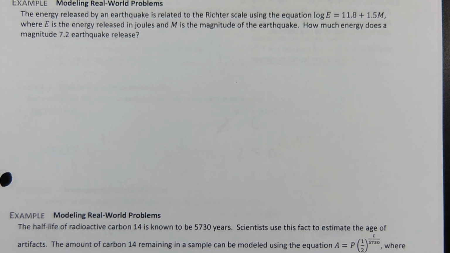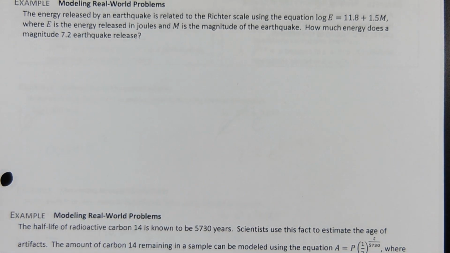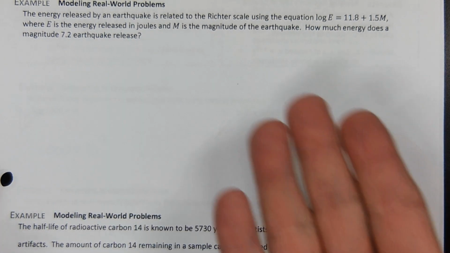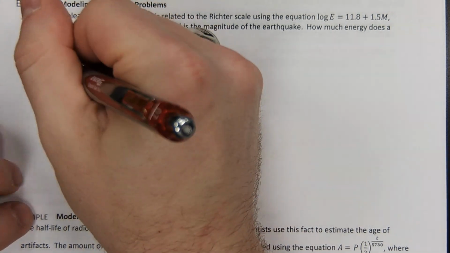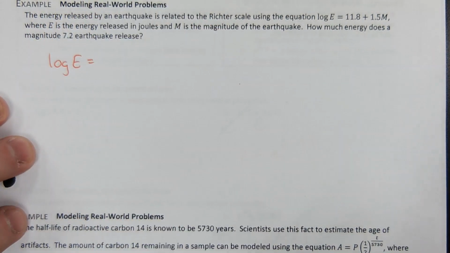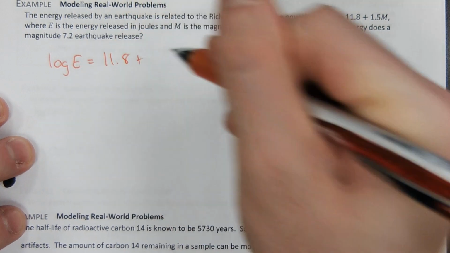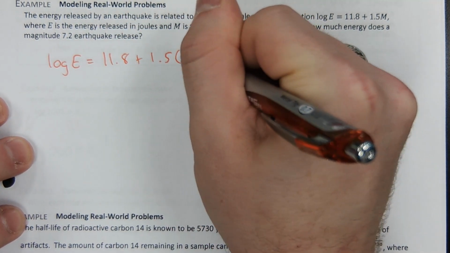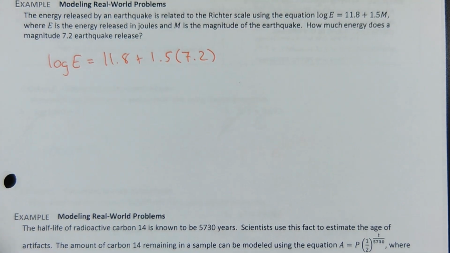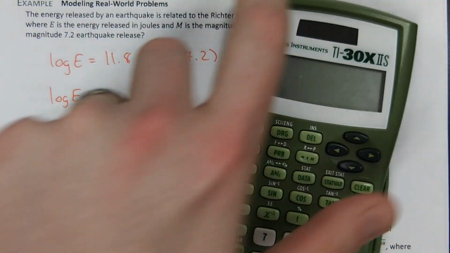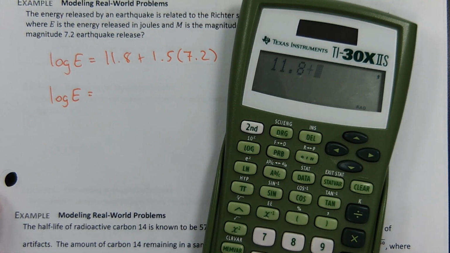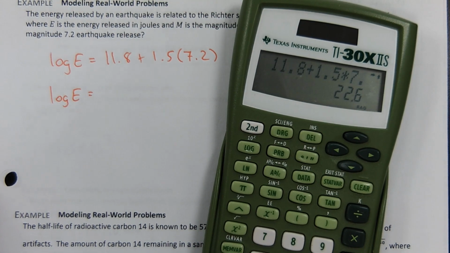We want to know how much energy a 7.2 earthquake releases. So I just need to know where in this formula does 7.2 go? M. Yeah, it's the magnitude. It's m. All right, what's a good color? Orange. Let's use orange. Log of the energy released is 11.8 plus 1.5 times 7.2. Grab my calculator, figure out what that is. 11.8 plus 1.5 times 7.2 is 22.6.